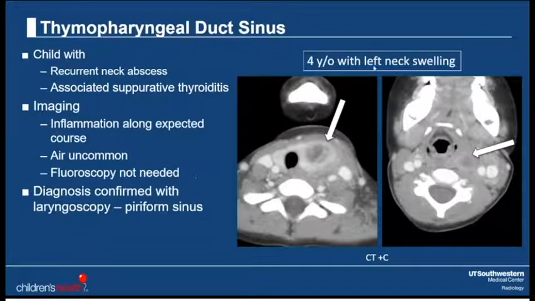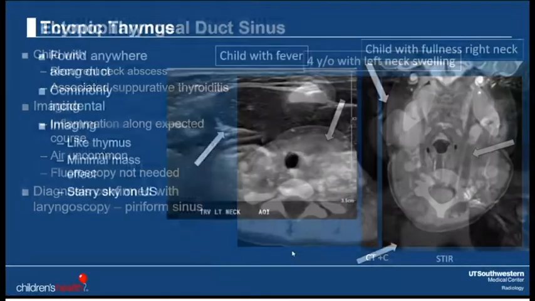This is a 4-year-old with left neck swelling. We see that there's a suppurative thyroiditis on the left, but as we extend superiorly, we see a paraglottic inflammatory process extending all the way up to the piriform sinus, and during direct laryngoscopy, a fistula was seen within the apex of the piriform sinus. These can also be cauterized or resected. It kind of depends on the preference of your otolaryngologist.